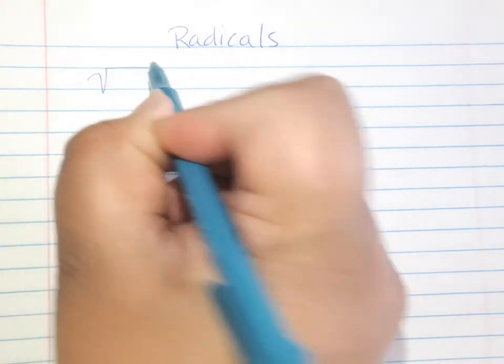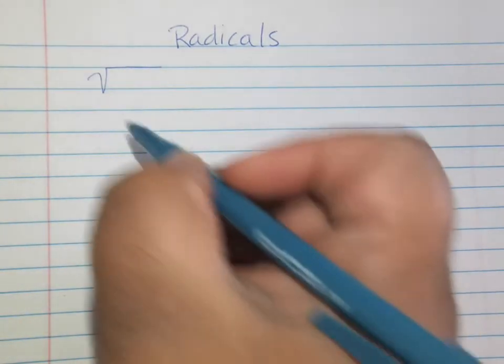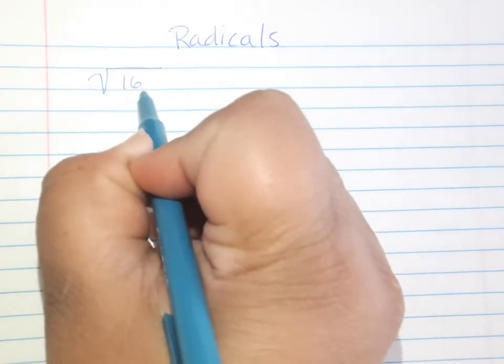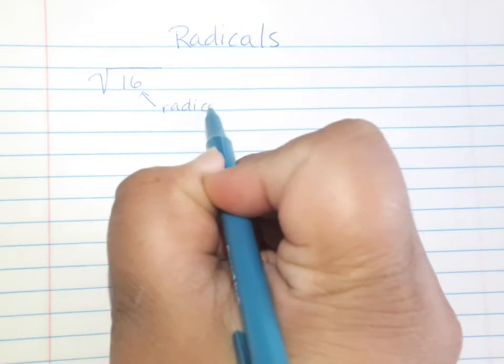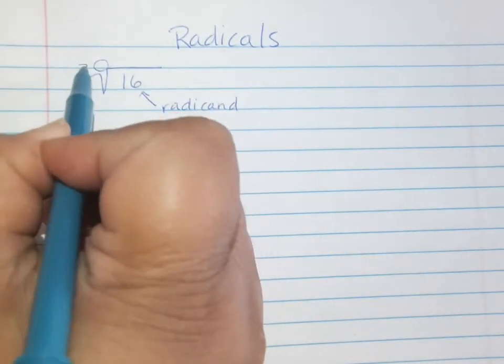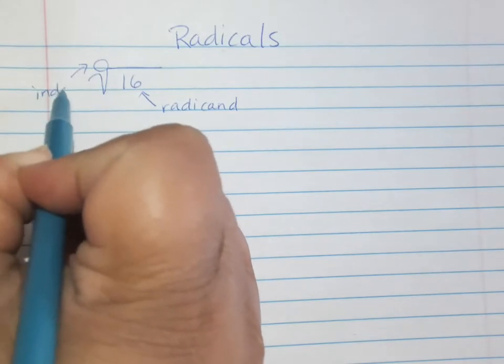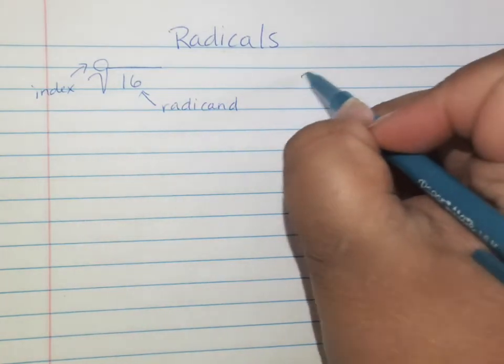Alright, so radicals are like square roots. I'm sure you guys know about those. If we look at this, the number inside is the radicand. And sometimes there's a number out here, that's your index. Radicals are roots. That's why we say square roots. That's a type of radical.